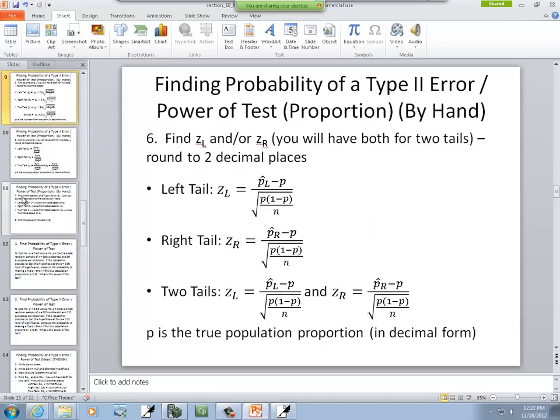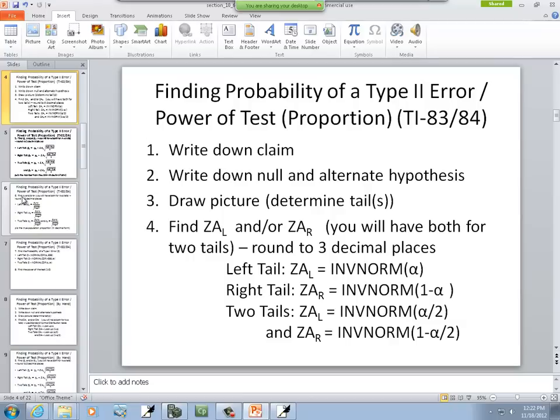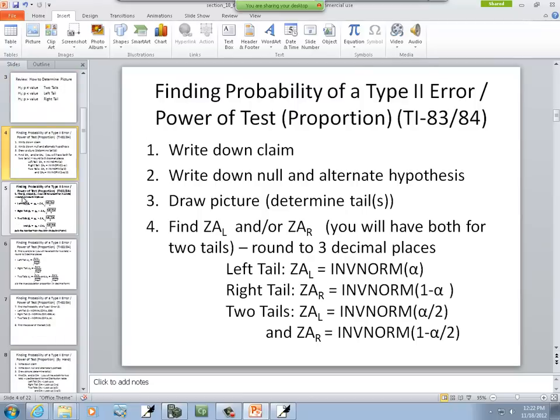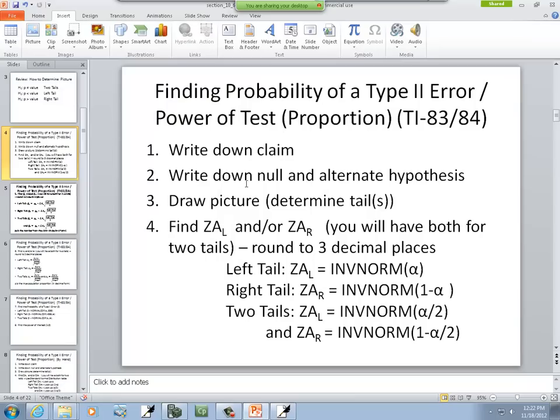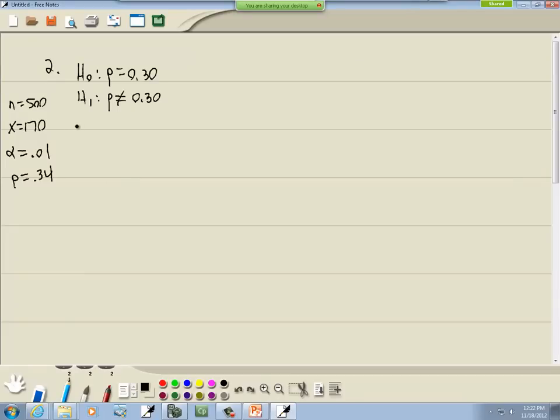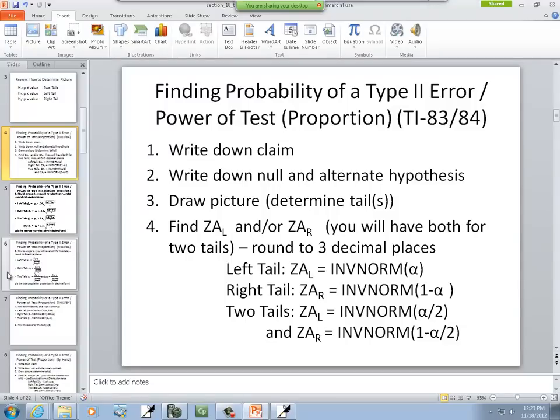Let's go up and find our steps for doing it on the calculator. Step 1 is write down the claim. Well, they jump ahead. They go ahead and give us the null and alternative hypothesis, which is step 2. Step 3, draw the picture. Well, not equal to on H1 means we got two tails. Drawing a picture really doesn't benefit us any. It's kind of a visual thing. We just need to know two tails. So for two tails, it tells us we need to find ZA sub L and ZA sub R.